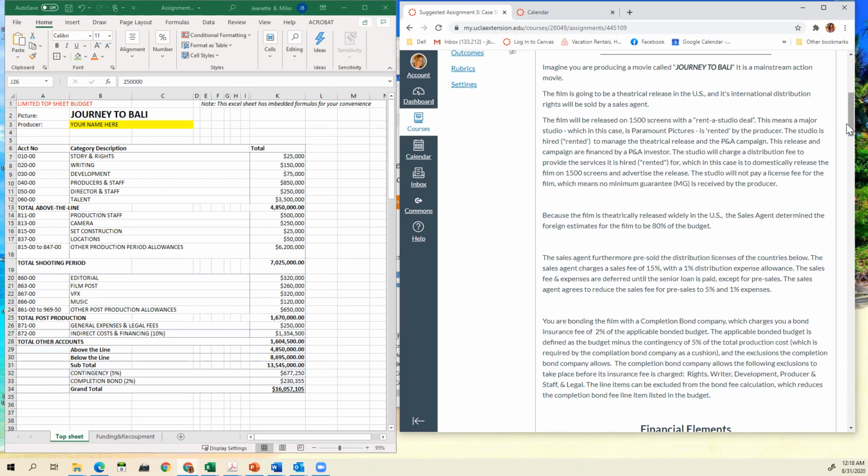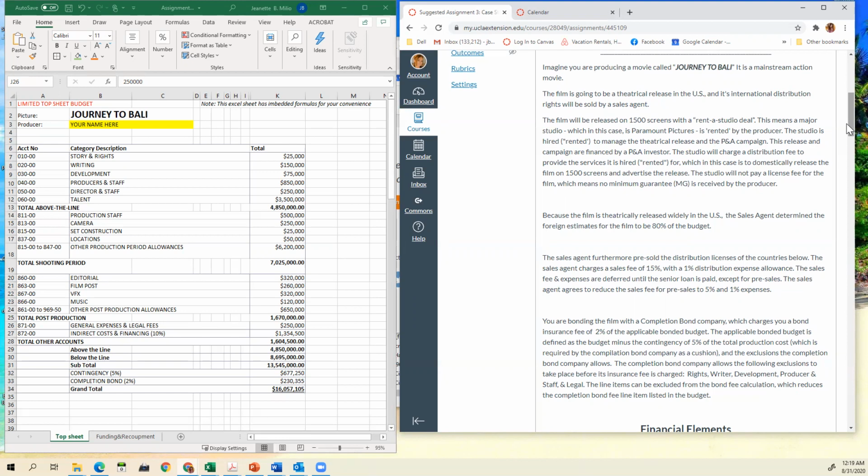Sales agent is going to charge us 15% of a sales fee plus 1% for distribution expenses, and it's going to defer everything with the exception of pre-sales, for which it will charge only 6% altogether. So a reduced sales fee just for the pre-sale component, and then the balance is going to be due on recoupment.